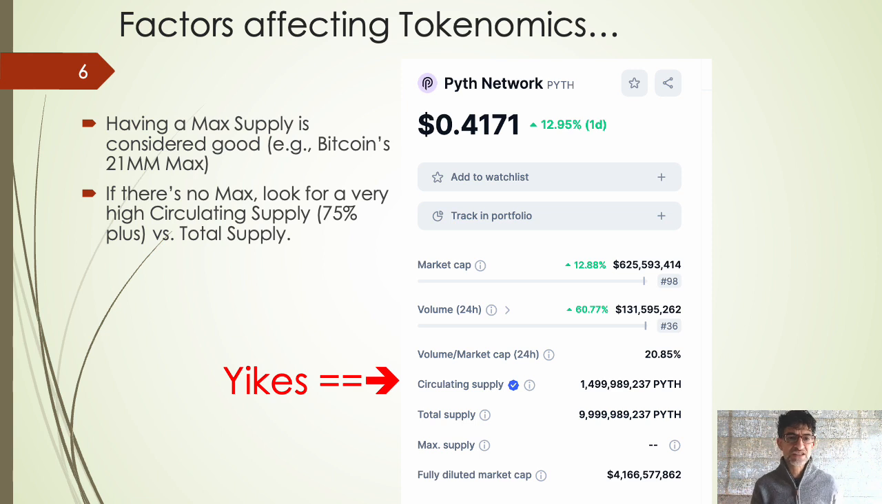Okay, let's get started. Let's look at some examples. Factors affecting tokenomics. As I mentioned earlier, having a max supply is very good, but it's not always the case where it's very good.